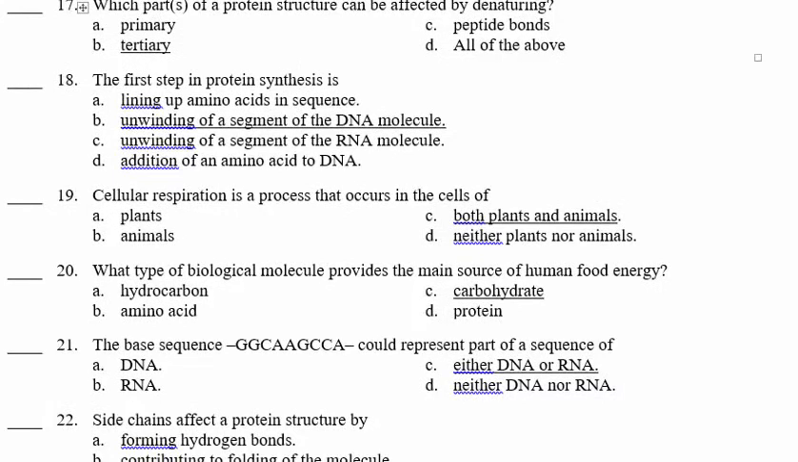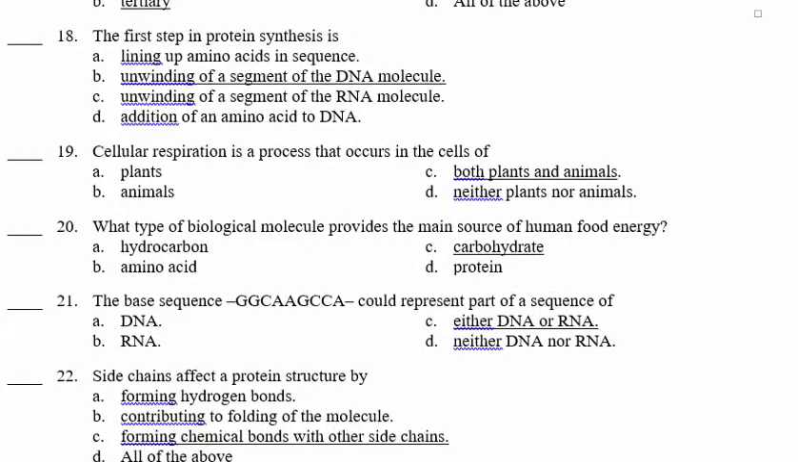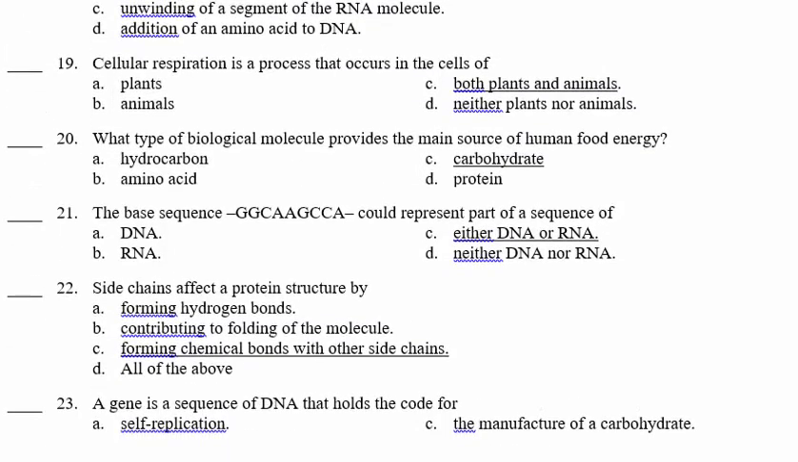Cellular respiration is a process that occurs in the cells of both plants and animals. Although plants produce their food by photosynthesis, in order for this food to be used by the plant to repair and reproduce, it is done through cellular respiration. What type of biological molecule provides the main source of human food energy? Carbohydrate, without thinking.